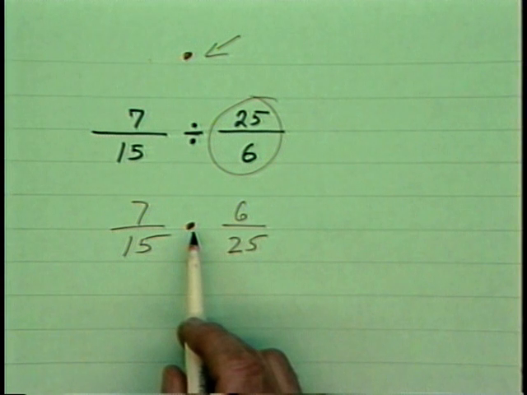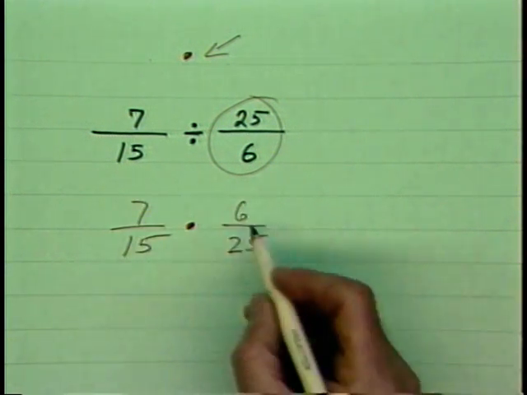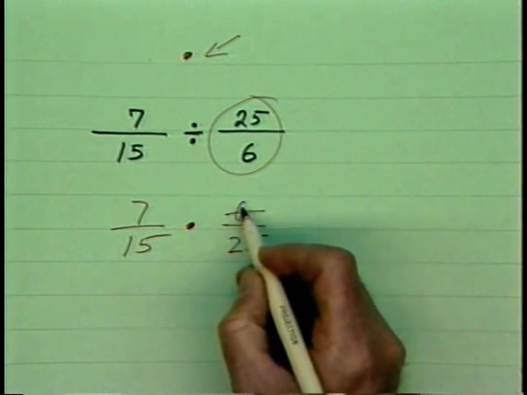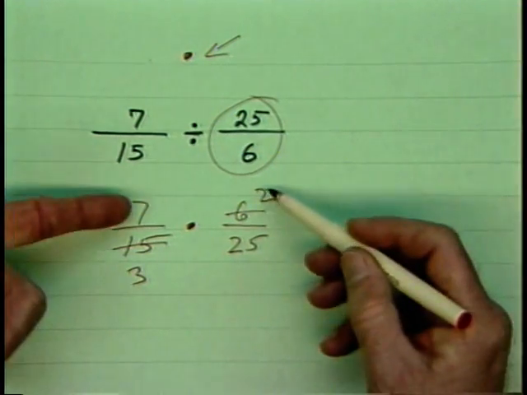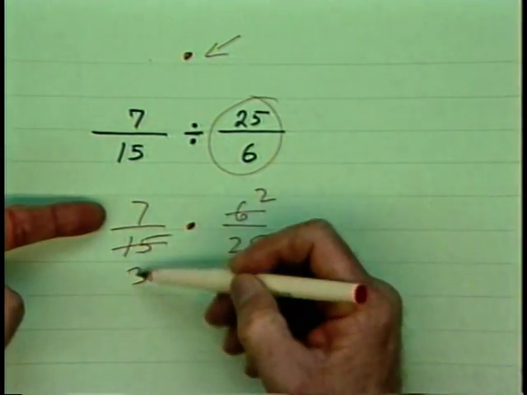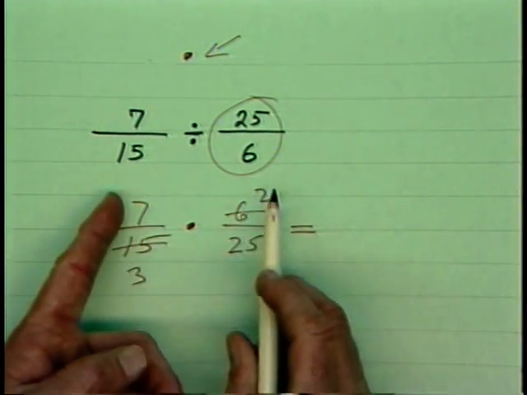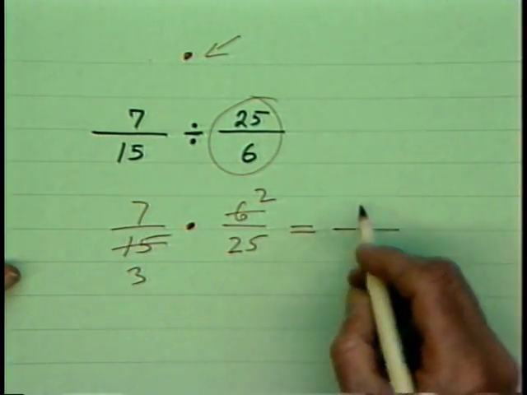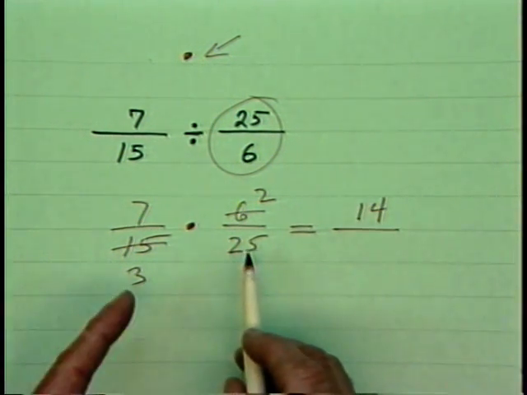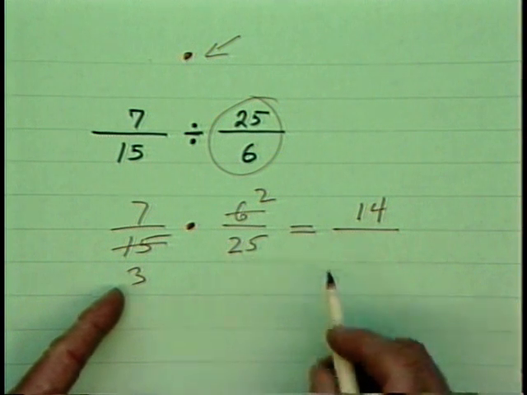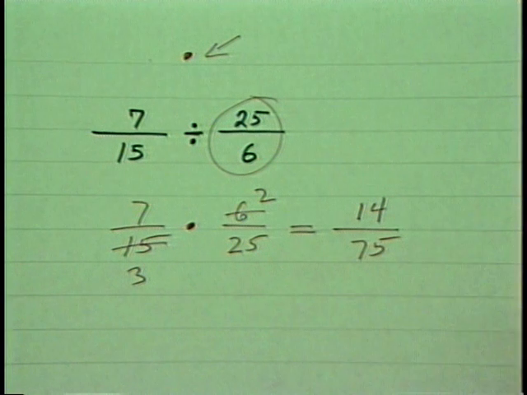Now that this is multiplication, then we may seek out cancellations. And in this case, 3 goes into 6 twice, 3 goes into 15, 5 times. There is no more, top or bottom. So multiplying the numerators of the factors to get the numerator of the product, then multiplying the denominators of the factors to get the denominator of the product. We're done.